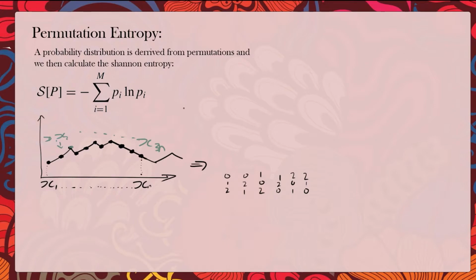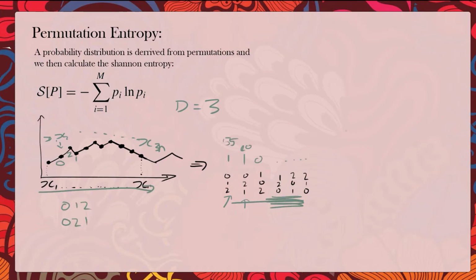Then we choose an embedding dimension, which in our case we're going to choose 3, and then you create a list of all possible permutations that you can make with 3 objects. So we have 0, 1, 2, then we have 0, 2, 1, and all other possible permutations that you can make.